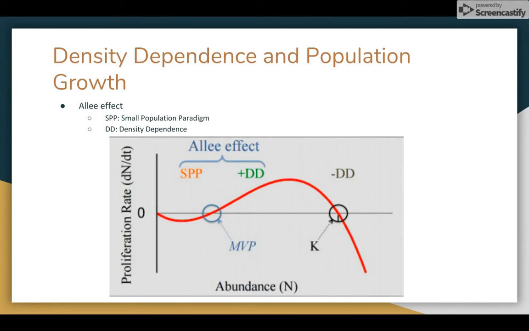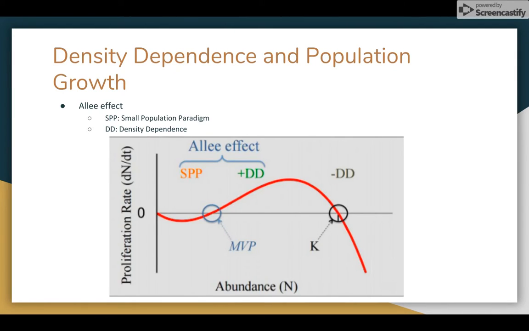A common problem facing populations early on is the small population paradigm, which usually results in an extinction vortex due to the lack of reproductive potential. This initial decrease in the rate of proliferation can be mitigated by the Allee effect, which refers to the impact that increased density can have on a small population.